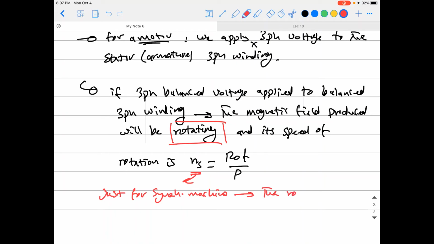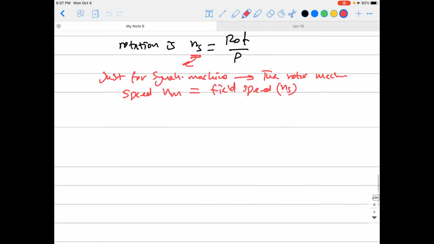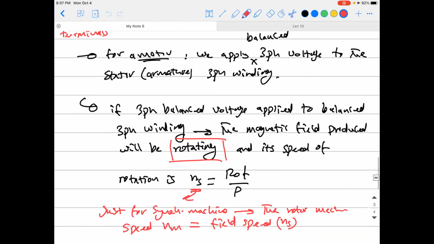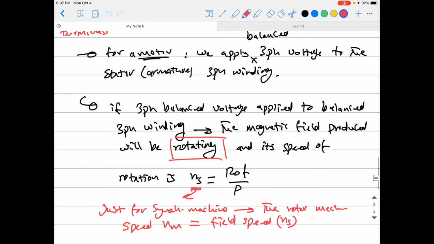the rotor mechanical speed nm equals the field speed ns. I know it's a bit of confusion now, but I'll try to simplify it a little bit for now, but I'm not going into deep explanation because I will go back to it and explain it in much more detail when I'm talking about induction machines.